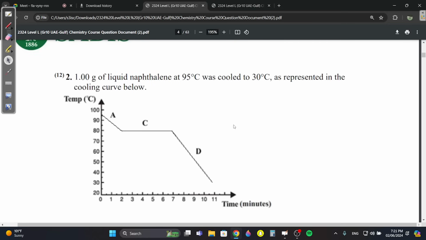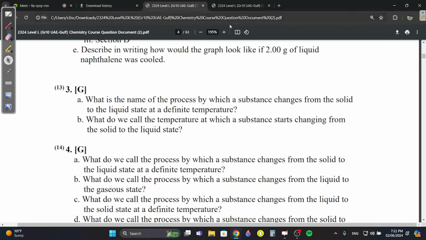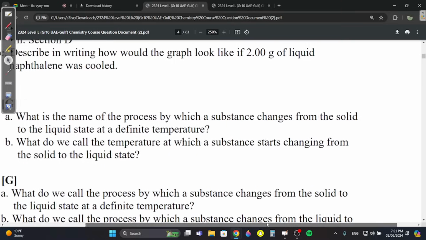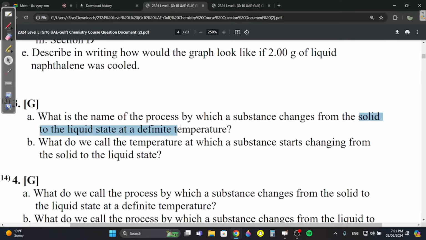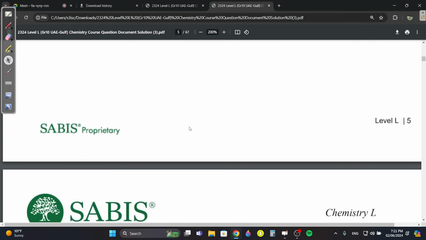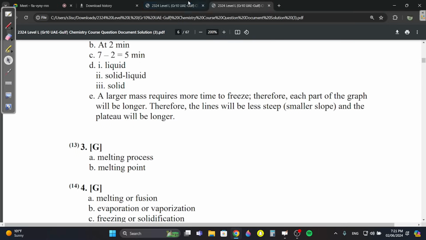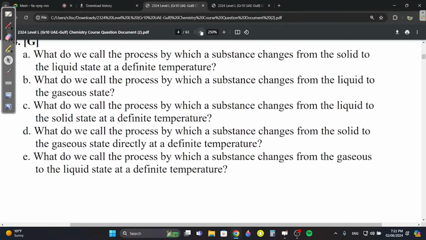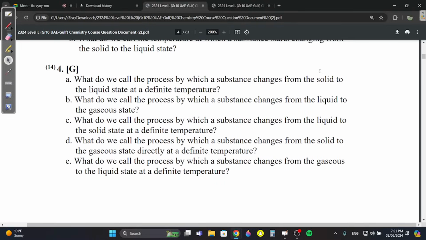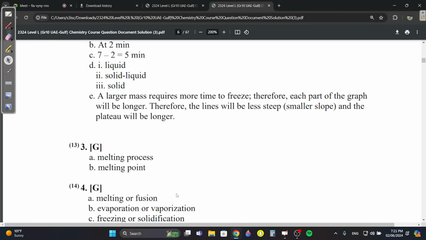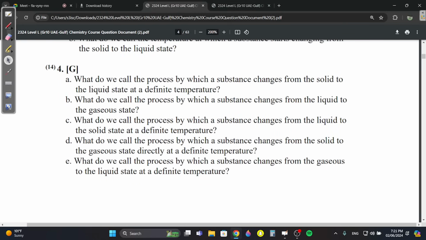What's the next grid? What is the name of the process by which a substance changes from solid to liquid state? I think that's just melting. I mean, everybody should know this. And what is the temperature at which it changes from solid to liquid? Obviously, the melting point. What do we call the process by which a substance changes from solid to liquid at a different temperature? We just said it's melting or fusion, I guess.